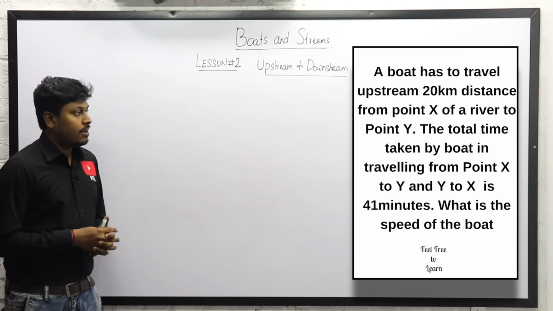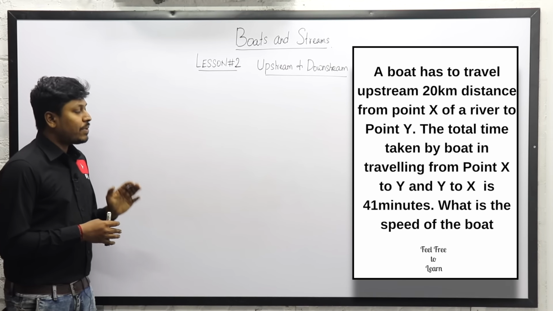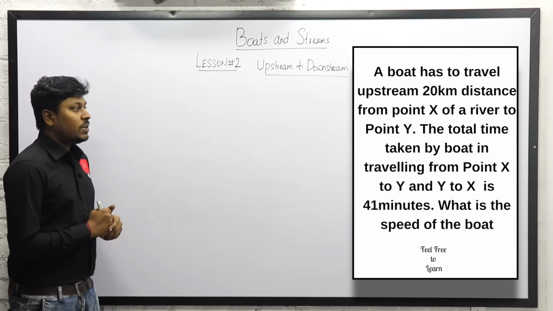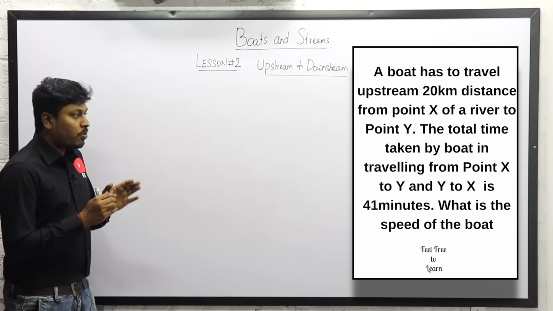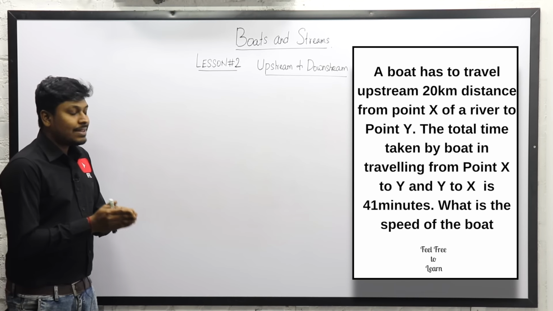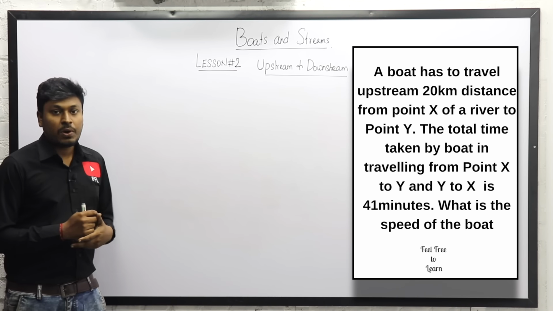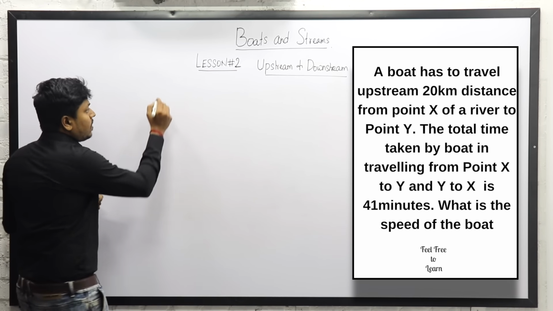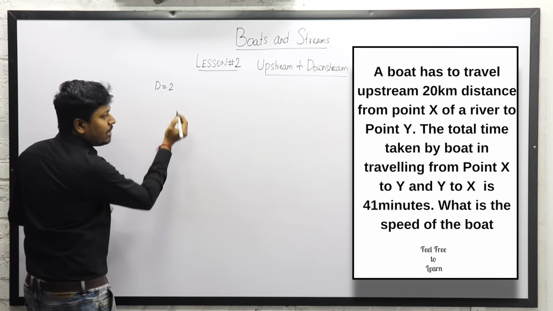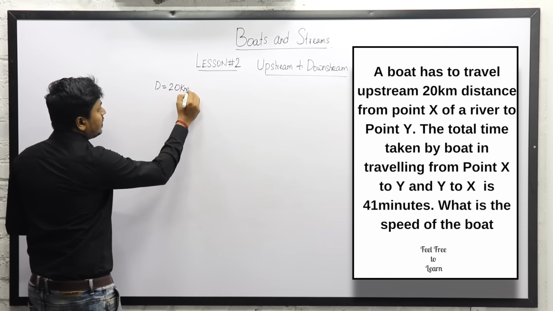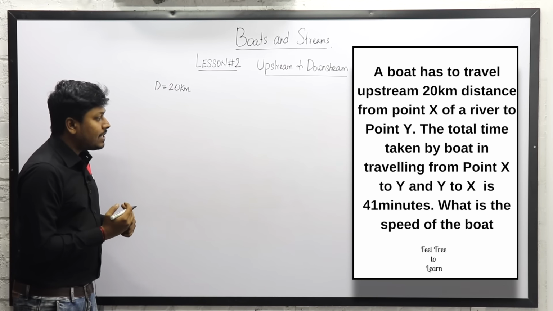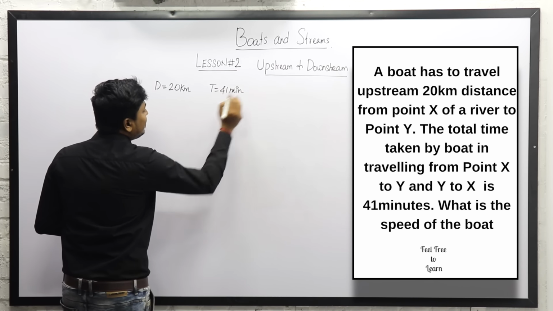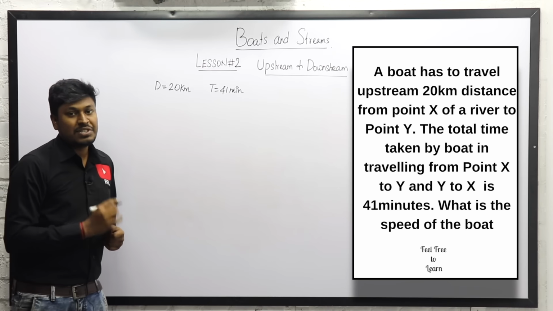Last 8th question. A boat has to travel upstream 20 kilometer distance from point X of a river to point Y. The total time taken by the boat in traveling from point X to Y and Y to X is 41 minutes. What is the speed of the boat? So just listen here, what are all the values they have given? Distance is given, so the total distance will be 20 kilometers. And also the total time taken to upstream as well as downstream is given, that is 41 minutes. By using this data, our target is to find the speed of the boat.